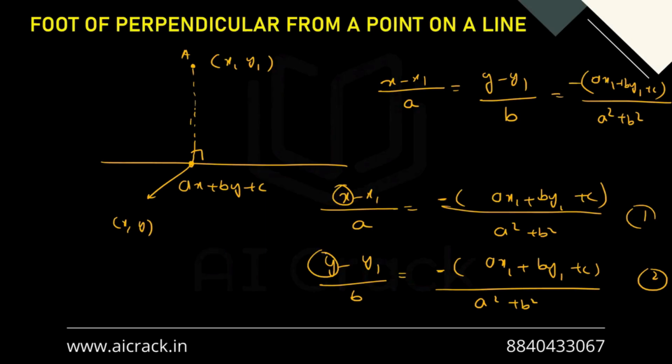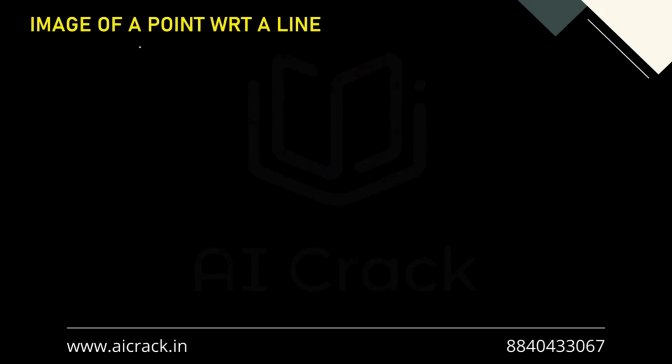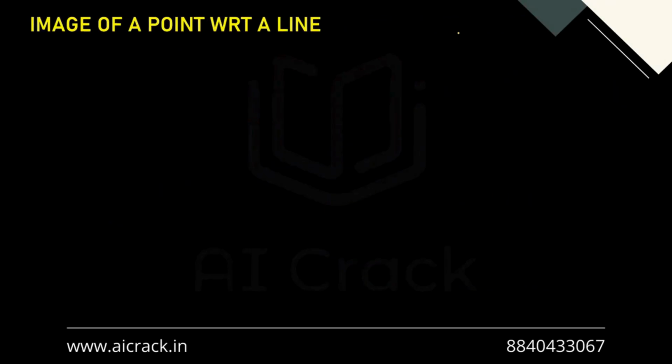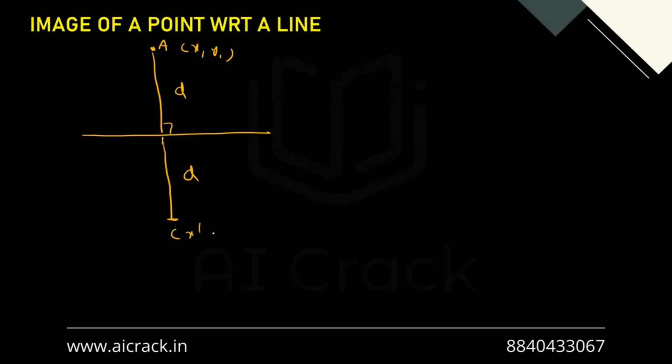Okay. Now let us talk about image of a point with respect to line, and this particular concept is more or less similar to the previous one which we have studied, that is foot of perpendicular from a point on a line. So let's say this point is A with coordinates x1 and y1, and this is the perpendicular drop D with a distance d. Now when we are talking about the image, we know that the property of image formation, image would be formed over here, like let's say this is x dash and y dash, and that would be d distance away from the mirror.